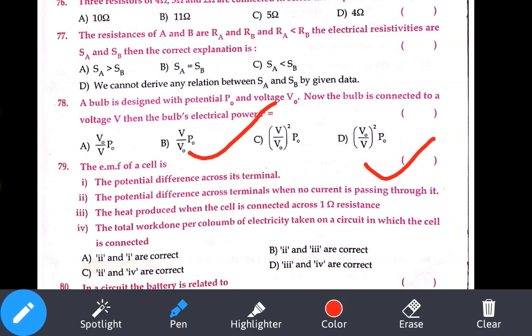The heat produced when the cell is connected to 1 ohm resistance. Okay, the total work done per coulomb, that is the correct definition. So we can say that option number 4 and option number 2, options 2 and 4. Option number C is our answer.